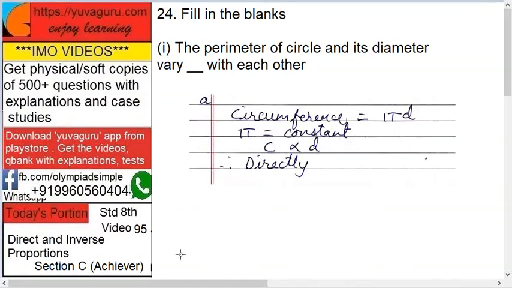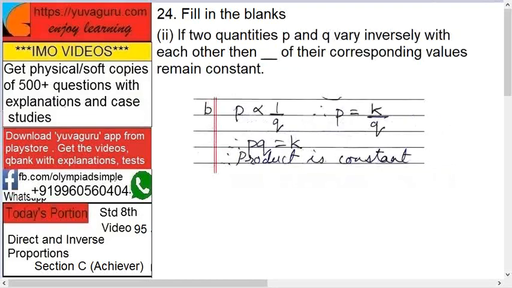So we have studied it in the earlier part of this chapter. If both are in the numerator, it's direct proportion. So what? C is directly proportional to D. That's why they vary directly with each other, or direct proportion.